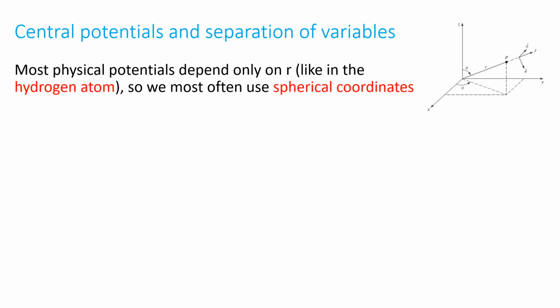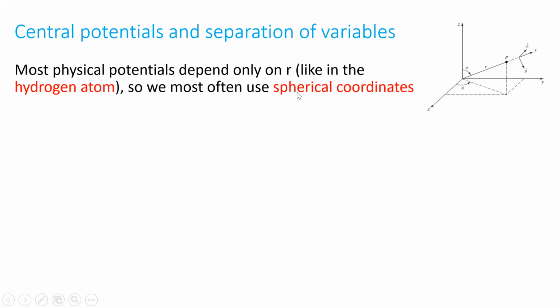Other potentials, like the harmonic oscillator in 3 dimensions, depend only on r. A spherical well, with 0 inside a sphere and infinity outside, also has a potential that depends only on r. So they're spherically symmetric potentials, and most potentials have that symmetry. Because of that, we most often use spherical coordinates, because that has r as a variable.